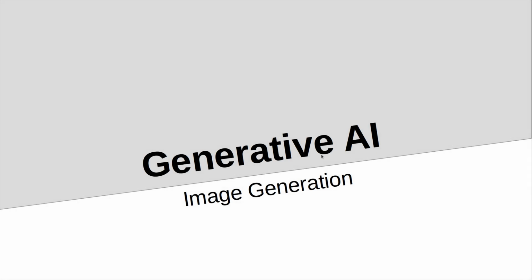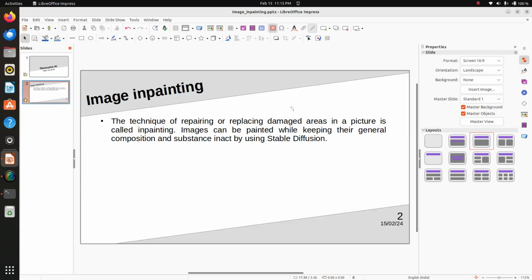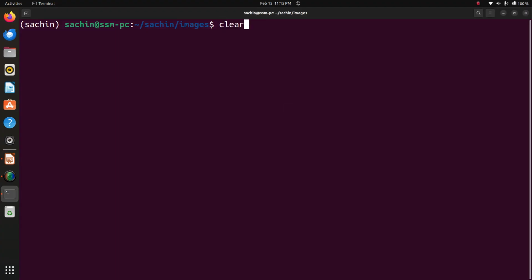Generative AI. Image inpainting is a part of generative artificial intelligence, image generation. Image inpainting definition: the technique of repairing or replacing damaged areas in a picture is called inpainting. Images can be painted while keeping their general composition and substance intact by using stable diffusion. We will see later on about new videos on stable diffusion. So go through the program first.